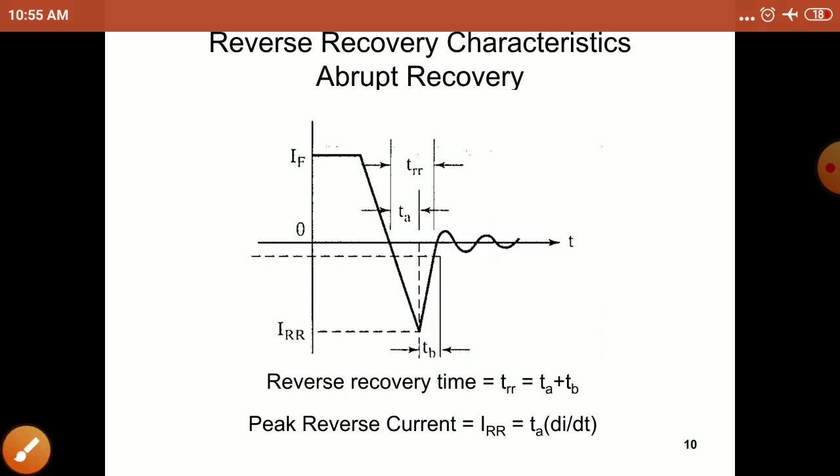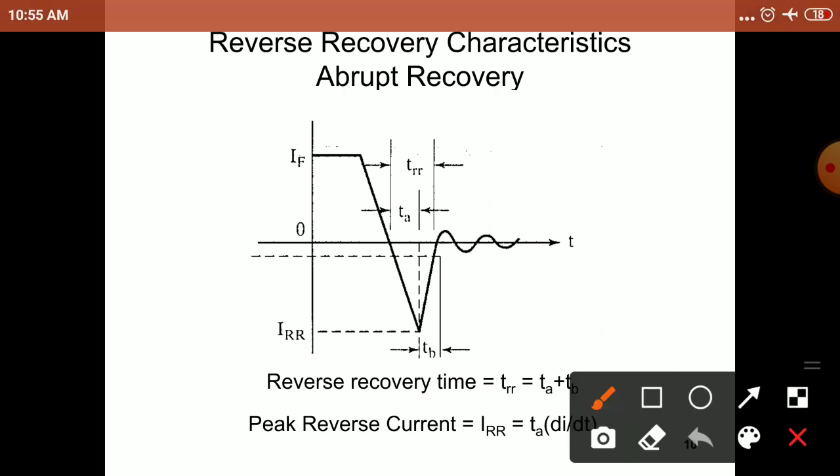But in this case, look at TA and TB. The time taken to remove the charge from the depletion region is more than the time taken to remove the charges from the power semiconductor material. Look at the time durations here and you'll understand. This much is the time taken, and here it is very small, which means there is an abrupt change in current, a very quick change in current. That is why it is called abrupt recovery.